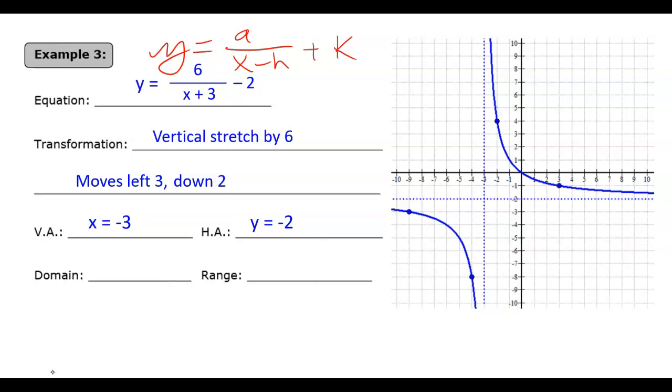So domain, it's all real numbers, but it doesn't touch negative 3, so how do I write that? Comma, x not equal, that has a line through it, not equal to negative 3. So again, the vertical asymptote is where the domain does not touch. Similar with the range, it's all real numbers, but it's where the y is not equal to negative 2.